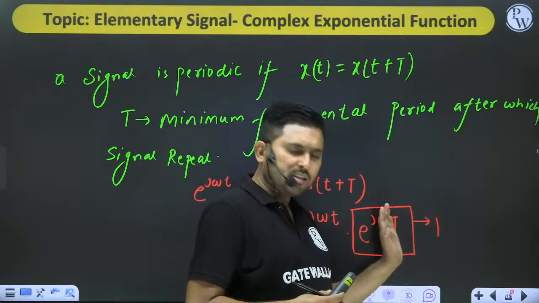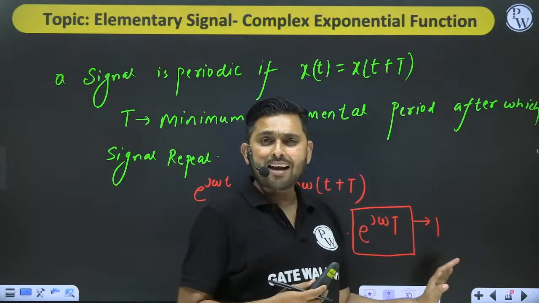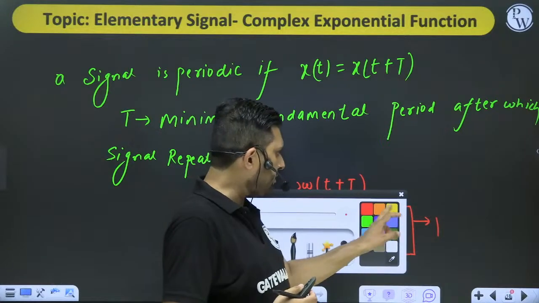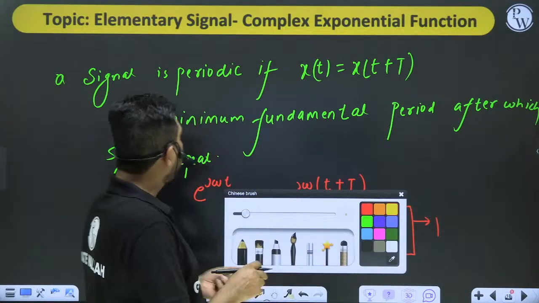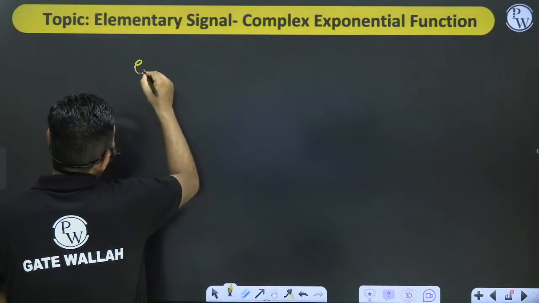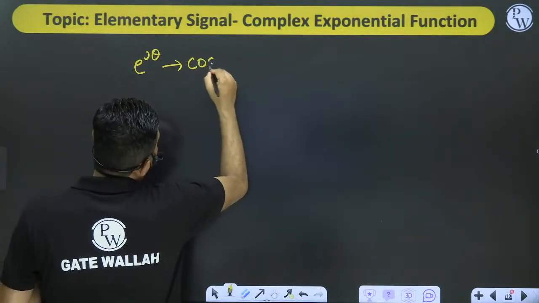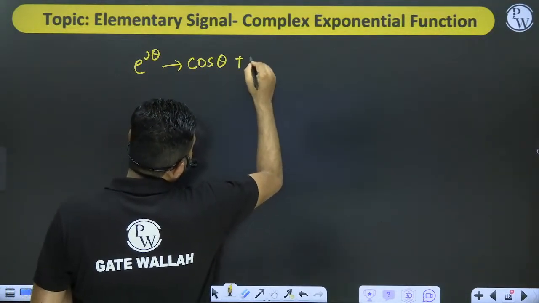Now this is a circular motion, and you have covered in your maths that this circular motion can be written as e to the power j theta is cos theta plus j sin theta, right?